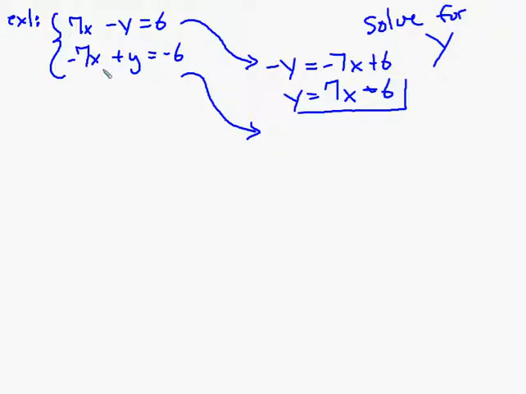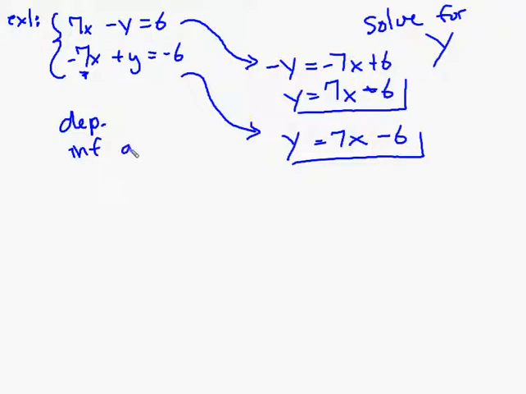What do we do to both sides to solve for y? We add 7x, right? So I get 7x minus 6. Now what do I notice about these? They're the same. Therefore I conclude this is a dependent system and there are infinite answers. And I'm done. No reason to graph that.